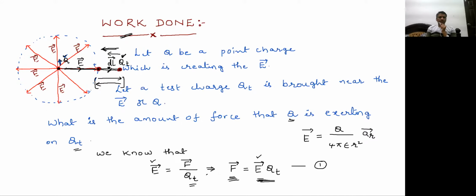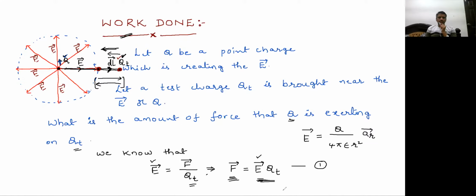Now the point is, this is a very small distance which is a dl vector. The amount of work done here is also a very small work done, so we can simply call it the differential work done by the external source. Let us denote that differential work done by dW.